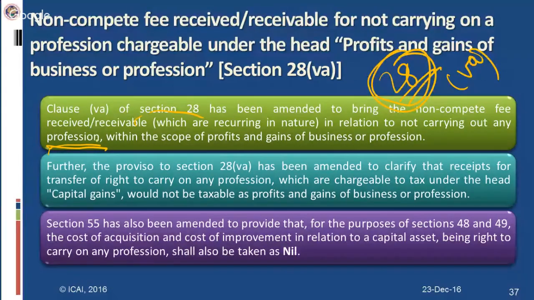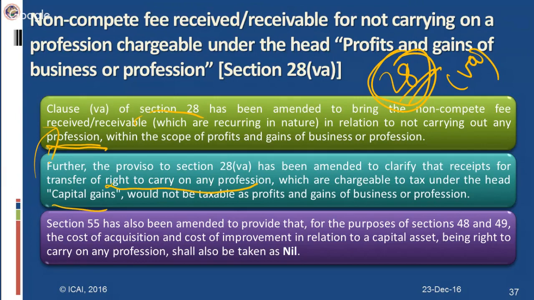Now, if a person has a right to carry on business and right to carry on profession, these are all capital assets basically. Suppose Mr. X transfers his right to carry on profession to Mr. Y, and that will be chargeable to tax under capital gains. So they've clarified that when the right to carry on business or profession itself is transferred by one person to another, such a transfer would be chargeable under the head capital gains, and that will not be included within the scope of 28(5)(a).